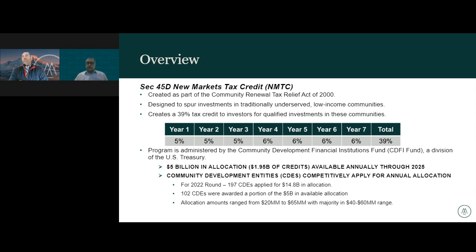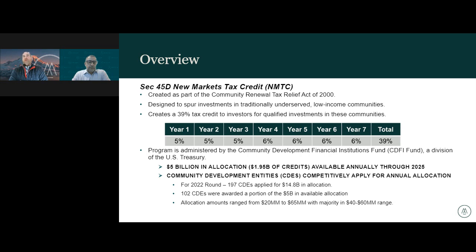As an overview, the program's been around since 2000. It's designed to spur investments in traditionally underserved low-income communities throughout the United States. These communities can be in metro areas, and in the last probably 5 to 10 years, there's been a lot more emphasis on rural communities as well. So it can be metro all the way to rural, and the economic impact that a business expansion provides can be a very compelling reason to attract new markets tax credits if you're doing so in these low-income communities.